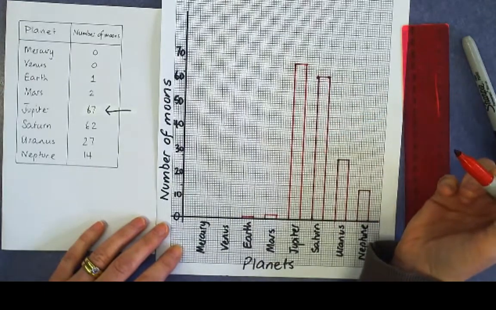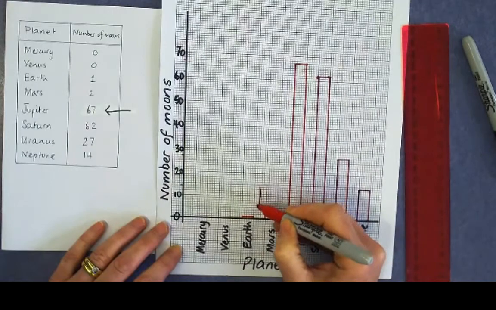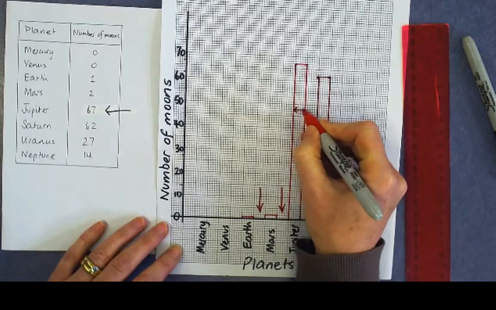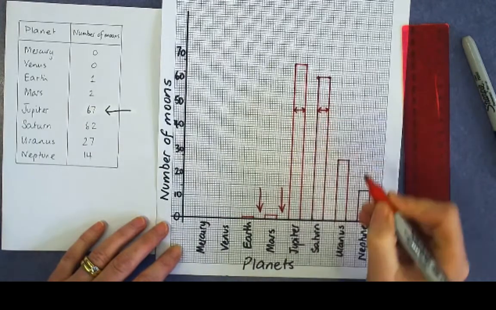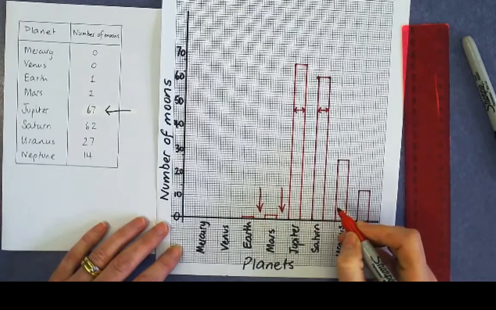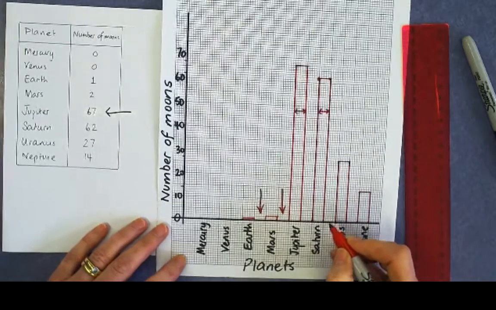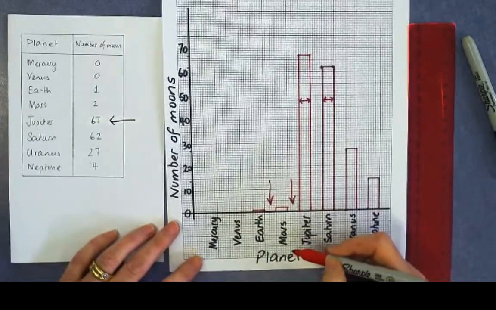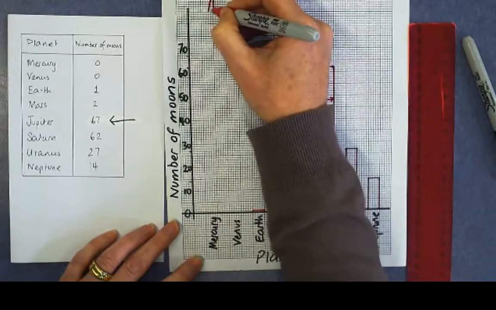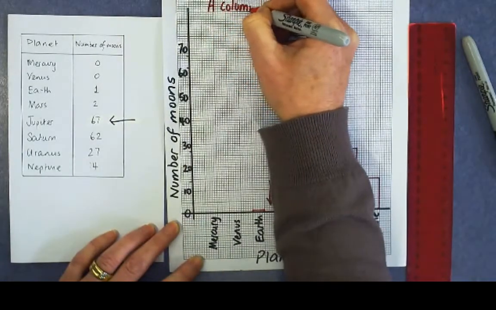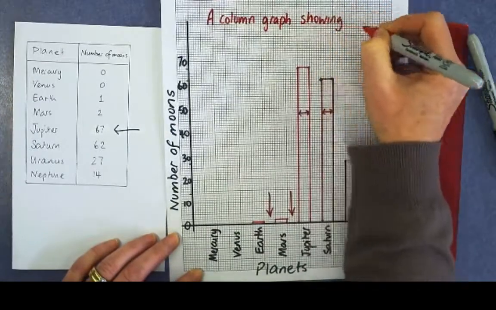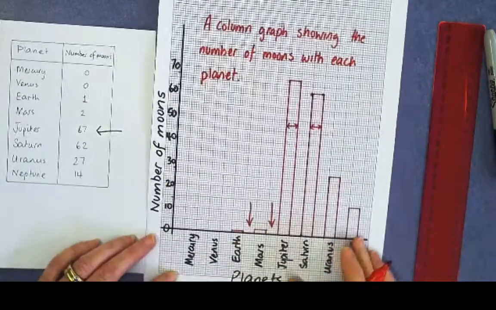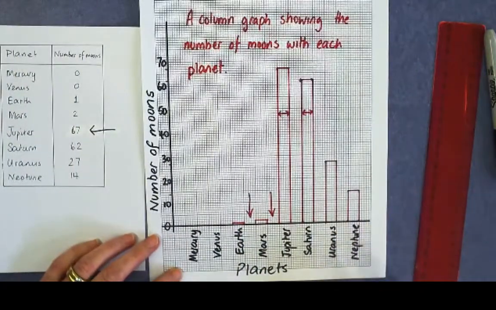You can colour in the columns if you want to, but there's no need. You'll notice that there are gaps in between the columns, and each column is the same width. That's important for a column graph, and we also need a title. The title should refer to both of the axes. So a good title would be... And there we have a column graph.